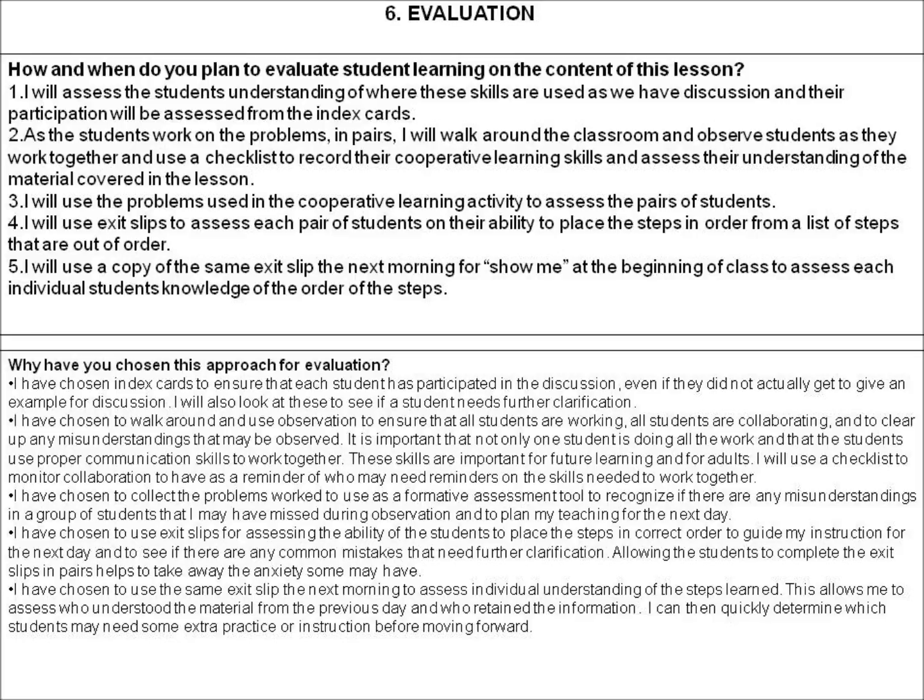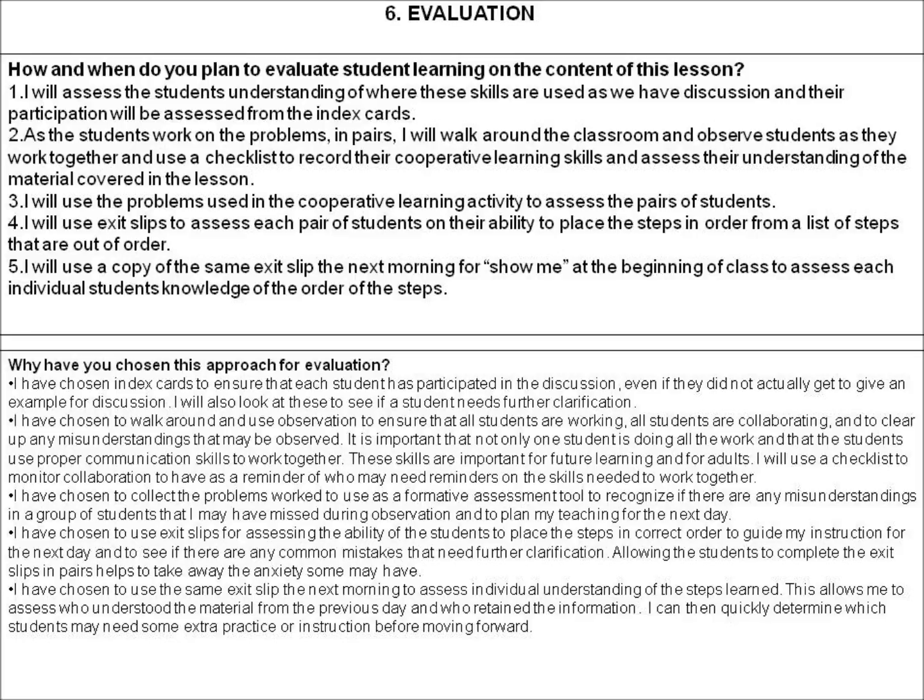It is important that not only one student is doing all the work, and that the students use proper communication skills to work together. These skills are important for future learning and for adults. I will use a checklist to monitor collaboration to have as a reminder of who may need reminders on the skills needed to work together.